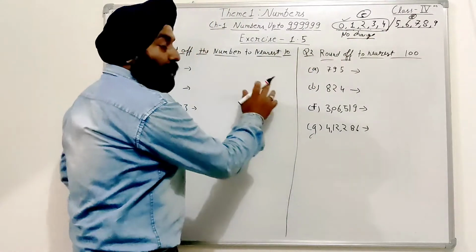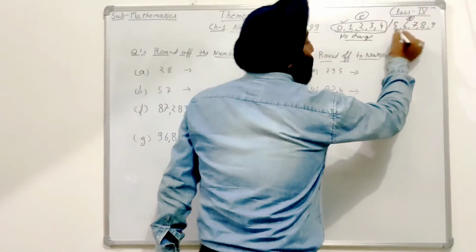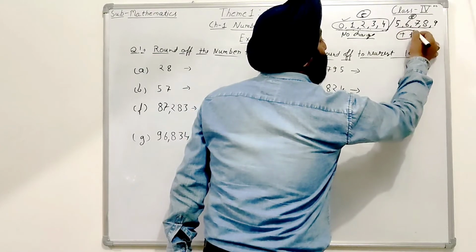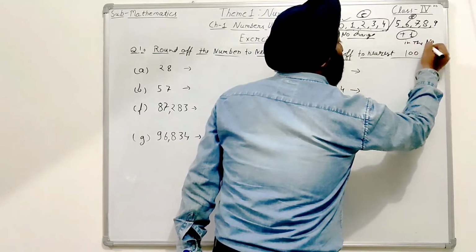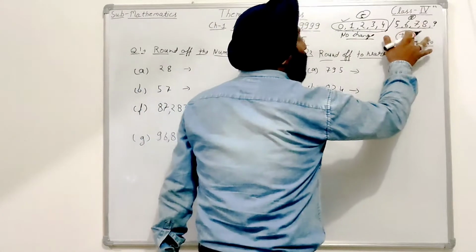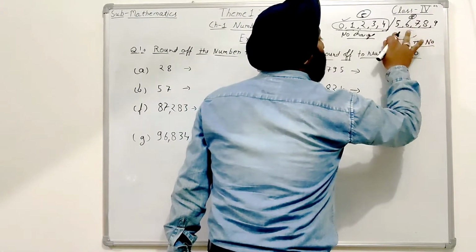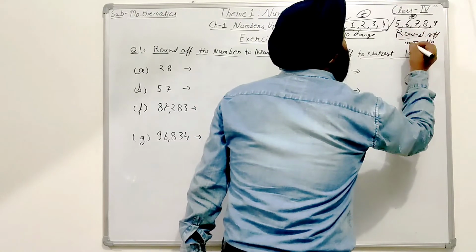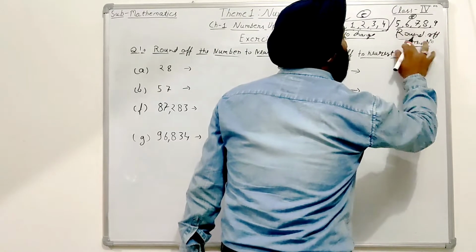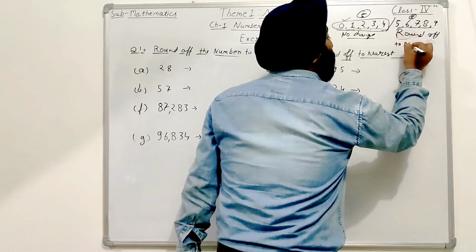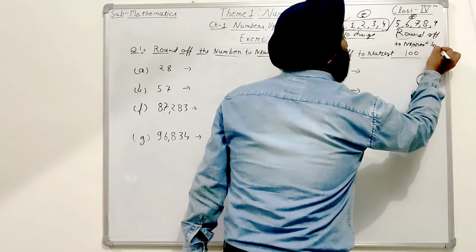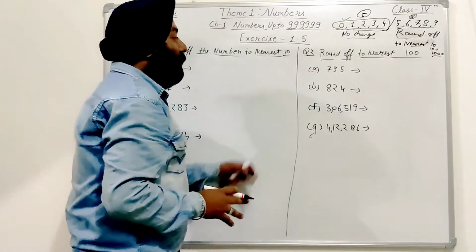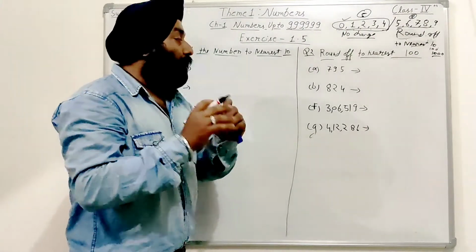Further we will discuss it in the questions. But if we have the digits 5, 6, 7, 8, 9, then we have to add 1 to the number, we have to round off. We have to round off the number to the nearest 10, 100, 1000. Whatever is said in the question, we have to do according to the question.